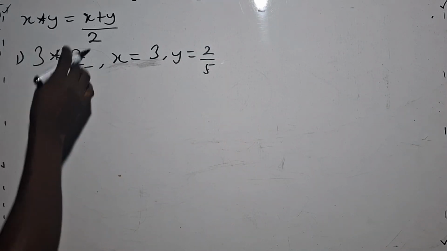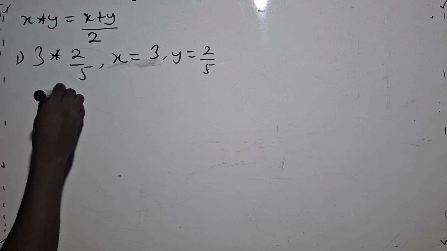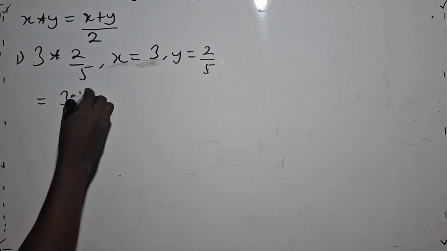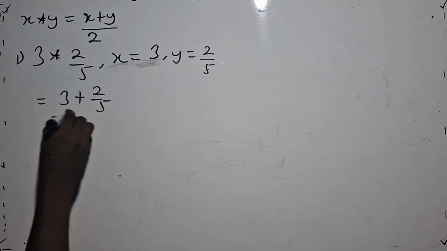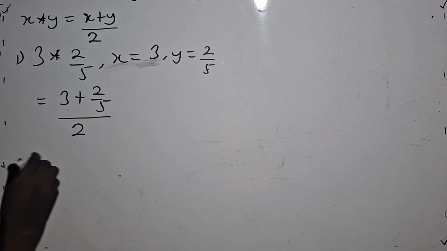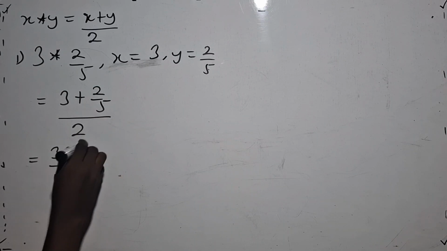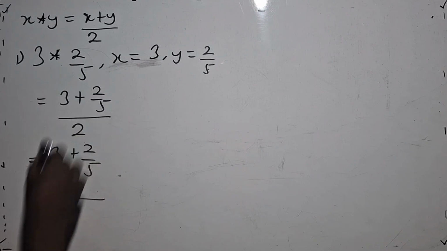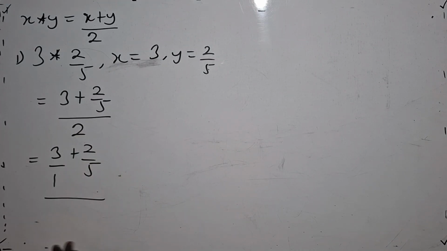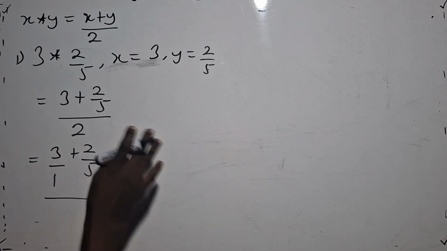2 on 5. So following the operation, we have 3 plus 2 on 5 all divided by 2. So I will solve the top one first. So 3 on 1, then 2 on 5. Every whole number is over 1. So when I come to it, I normally write it over 1, to make it a fraction form so I can solve.